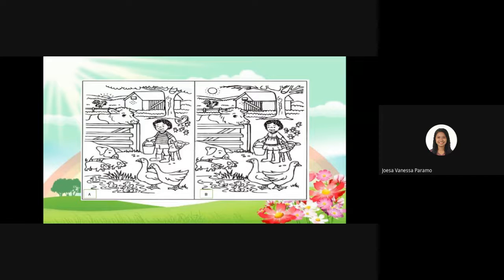And last number, the chicks in feature A long for their mother in midday. The answer is yes. Very good. I have your activity.